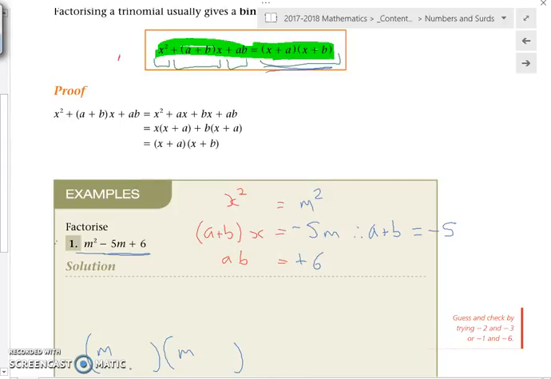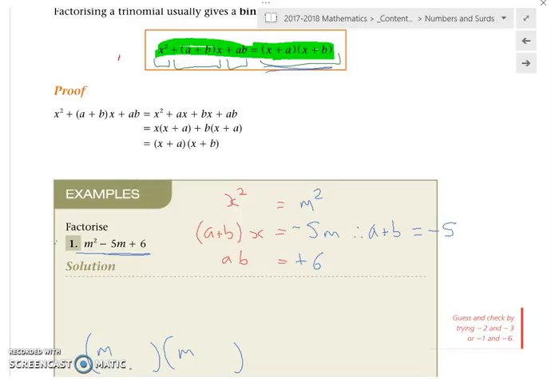Okay, so what we're looking for is two numbers that do two things. Does that make sense? We're looking for two numbers that multiply together to give us 6 and also add together to give us minus 5. So we have to think of numbers that can multiply together to give us 6 and add together to give us minus 5. Cool?